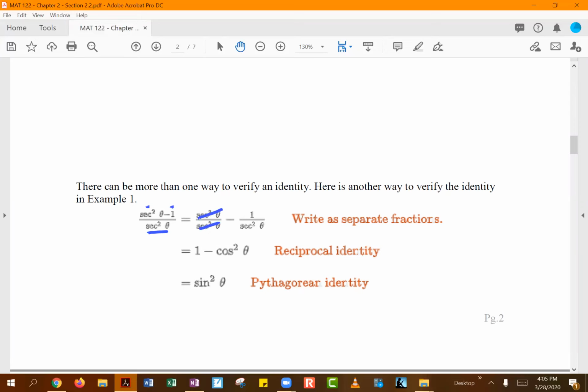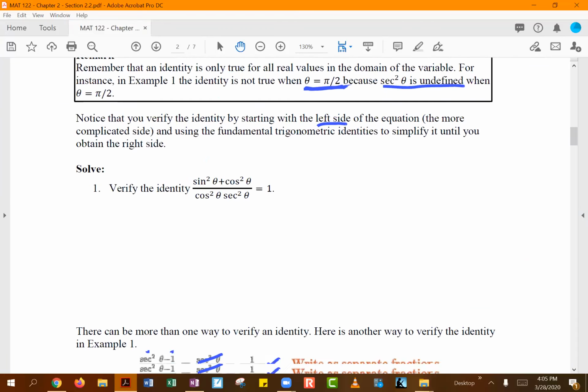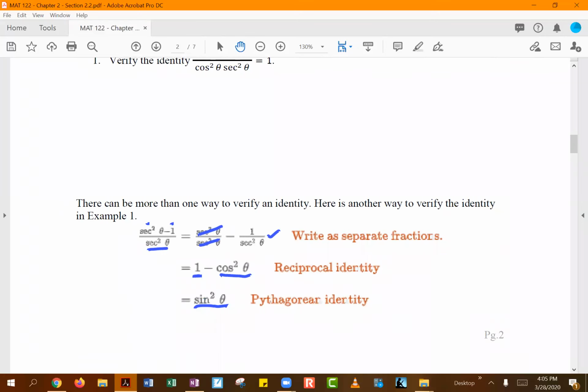Secant square theta cancel each other out, giving us 1 from here. Again, you're using the reciprocal identity for 1 over secant square theta, which is what gives you the cosine squared of theta. And then again, using your Pythagorean identity, 1 minus cosine square is equal to sine squared theta. So that was another way that you could have verified this example 1 identity in here. So as you can see, even for that same problem, you have different ways of verifying the identity. So each one of you will have a different way of solving this, which is fine. Just make sure you're using the right identity and using the correct rules of algebra to verify these.